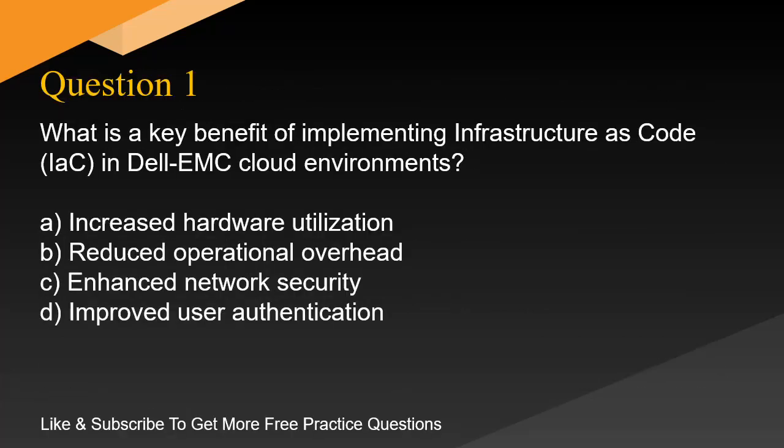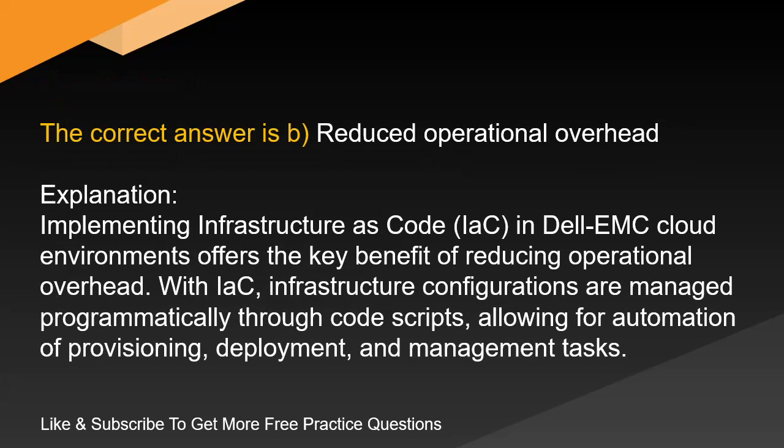Question 1. What is a key benefit of implementing infrastructure as code, IaC, in Dell EMC cloud environments? A. Increased hardware utilization. B. Reduced operational overhead. C. Enhanced network security. D. Improved user authentication. The correct answer is B.